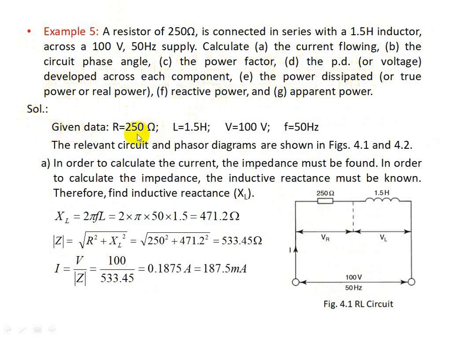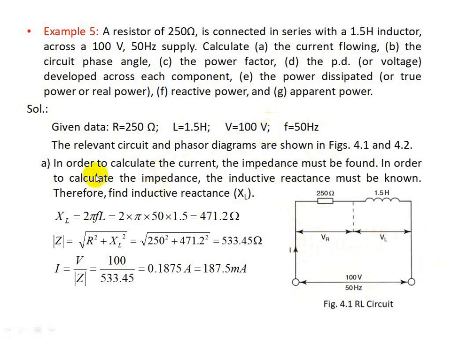So given data are: resistance value is given, inductance is given, supply voltage is given, supply frequency is given. So the circuit is shown here. Here 250 ohms is connected in series with 1.5 Henry. So current I is flowing in the circuit, and a 100 volt 50 Hz supply is connected across the circuit, and VR is the voltage across the resistance, VL is the voltage developed across the inductance, so as to find the various values.